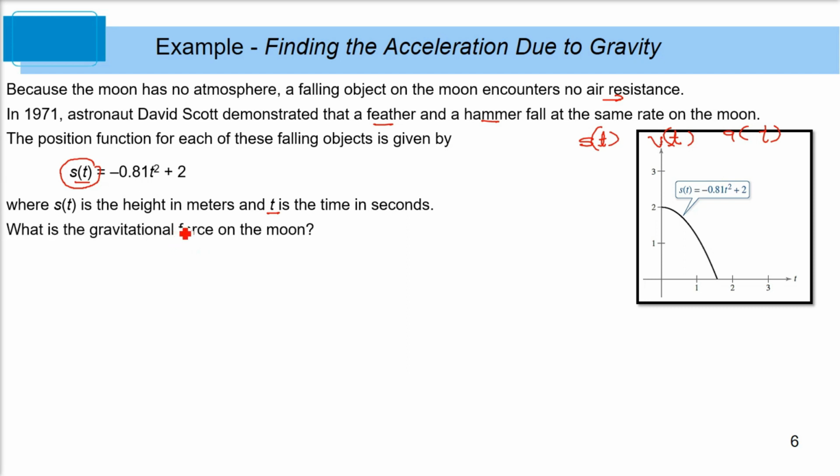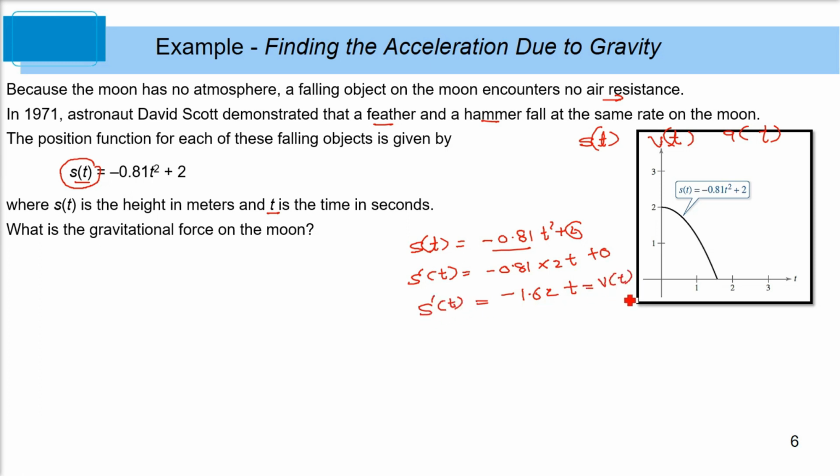The gravitational force on the moon can be computed easily by double differentiating this function, as we just discussed. The position function is already given: s(t) = -0.81t² + 2. Let us take the differentiation, which will give us the velocity. So s'(t): differentiation of -0.81t² is -0.81 times 2t, and differentiation of a constant is 0. 2 into 0.81 will be 1.62, so it will be -1.62t. This is the velocity function. Position function, now velocity function.